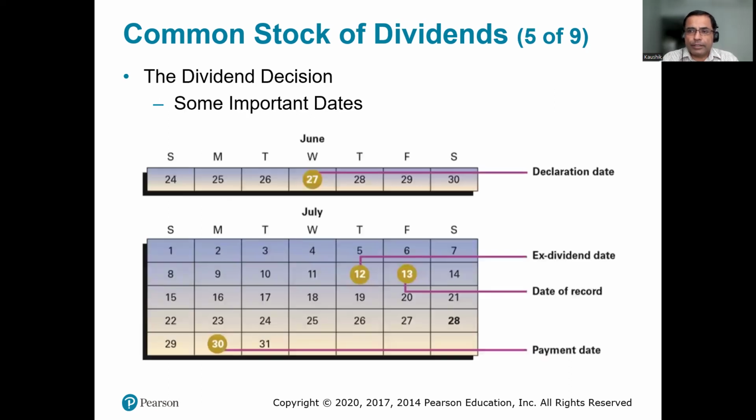The declaration date is the date on which the company decides to pay dividend and announces that they will pay dividends. Ex-dividend date, the date after which if I buy the shares, I will not be eligible to receive dividends. Date of record, the date till which I am considered eligible to receive dividends if I am a shareholder. And finally the payment date.